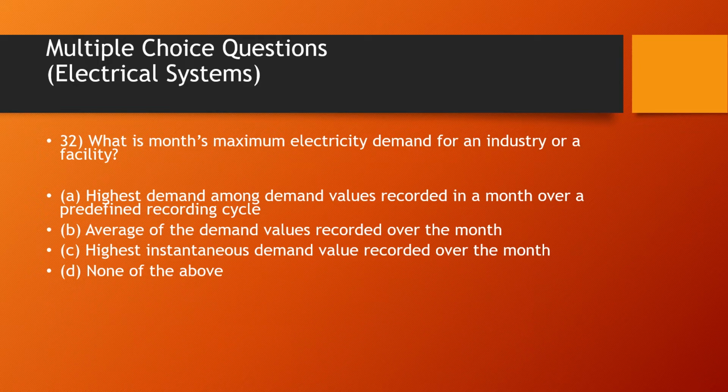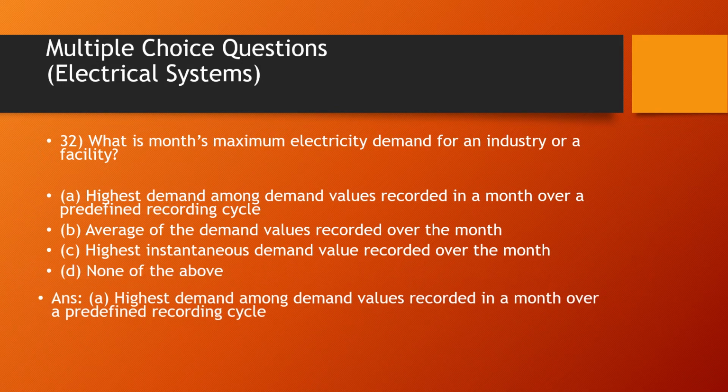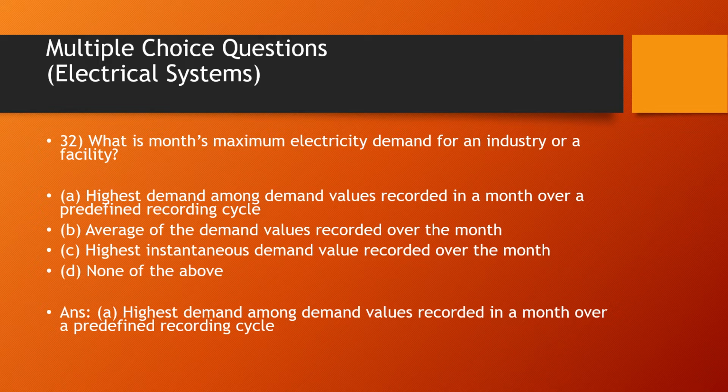Now coming to the next question, what is the month's maximum electricity demand for an industry or a facility? Option A is highest demand among demand values recorded in a month over a predefined recording cycle. Option B is average of the demand values recorded over the month. Option C is highest instantaneous demand value recorded over the month. Option D is none of the above. And the answer to this question is option A, highest demand among demand values recorded in a month over a predefined recording cycle.